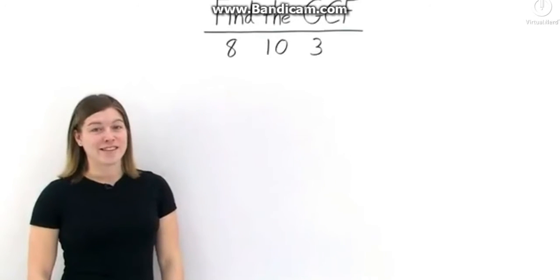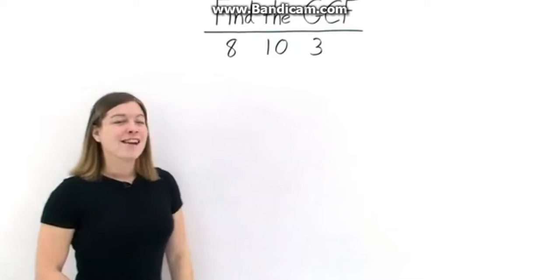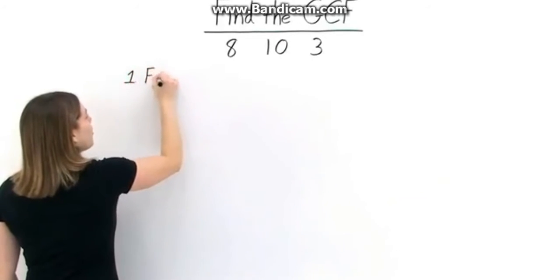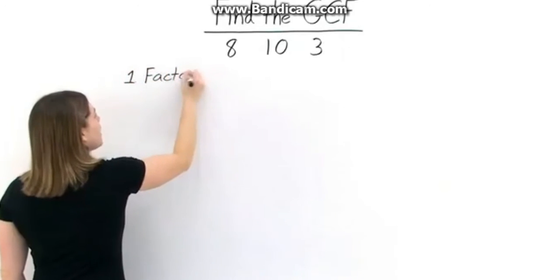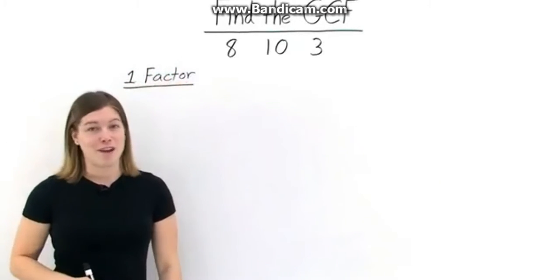Let's find the greatest common factor between the numbers 8, 10, and 3. To find the greatest common factor between numbers, the first thing we want to do is use prime factorization to factor each one of our original numbers into its prime factors.